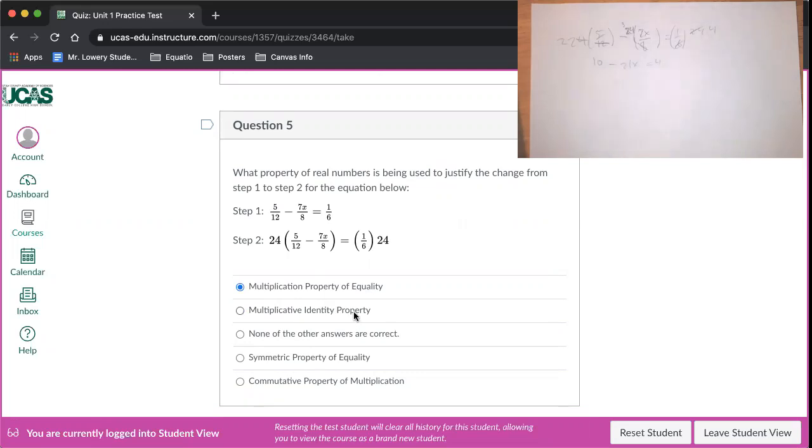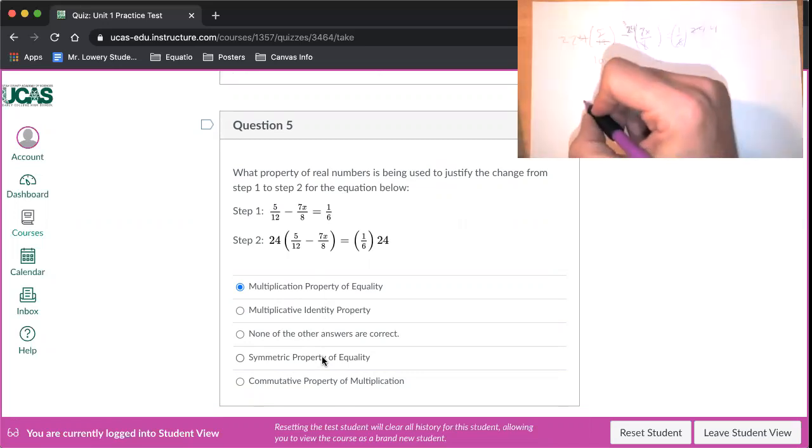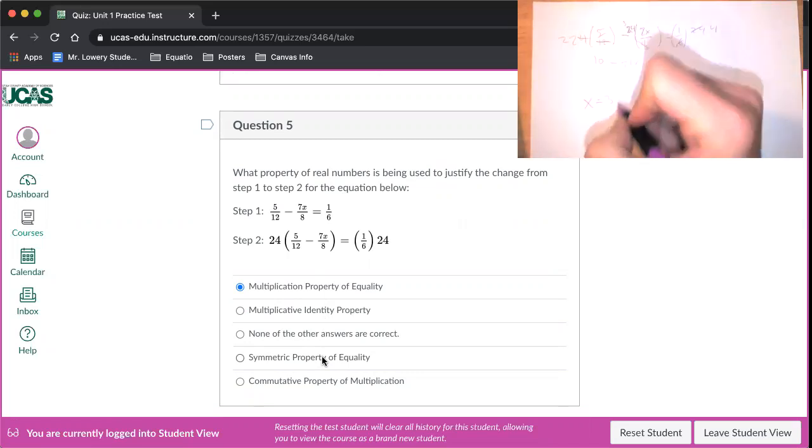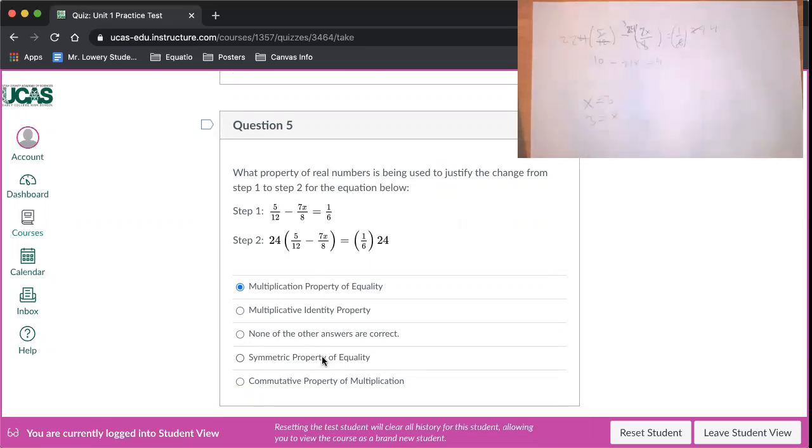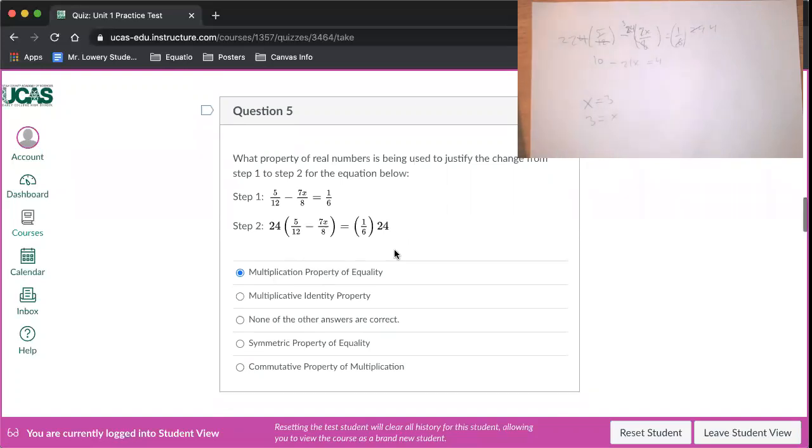It's not the identity property, that's what we used on the previous one. It's not the symmetric property of equality, that's something different. The symmetric property of equality says if you have x equals 3, that's the same as 3 equals x, and you can swap the order of those. But that's not what's going on here. The commutative property of multiplication says the order that you multiply in doesn't matter. So it's not any of those, it's the multiplication property of equality. Later we're going to have to distribute, of course, but we haven't distributed yet. This right here is just the multiplication property of equality.